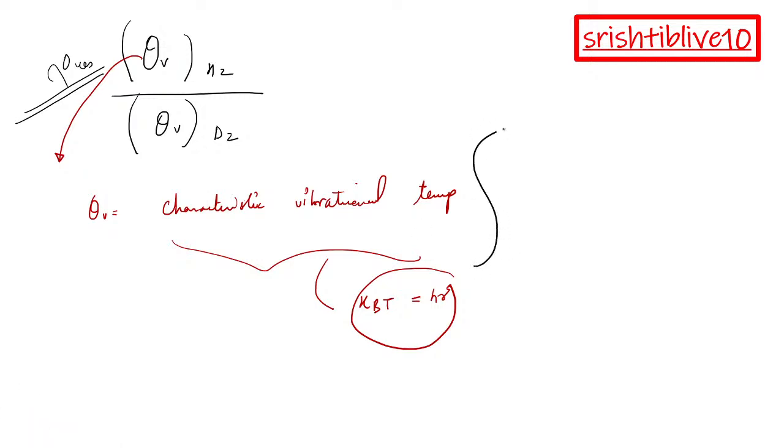Now let's find out this value. kBT is equal to h nu. This means this temperature, your theta v, should be h nu by kB. Now I know what your nu is. Nu is your vibrational frequency.